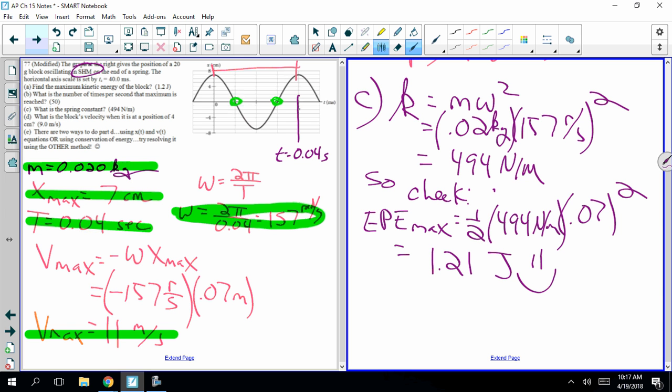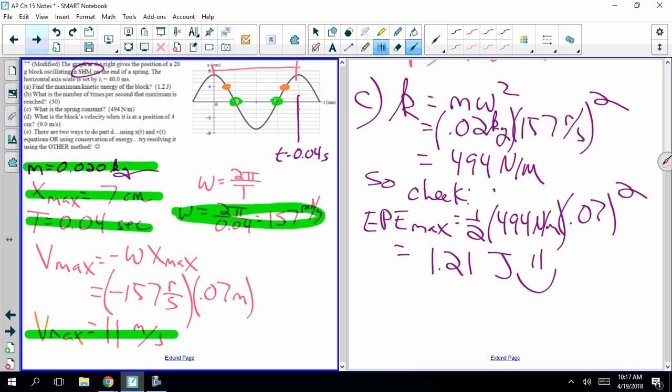All right. D, what's the block's velocity when it's at a position of 4 centimeters? So position at 4 centimeters. So we're looking for the velocity here or here, right? Notice we're going to go to positive or negative. It's that position once on the way there and once on the way back. So thoughts about how to find that velocity?